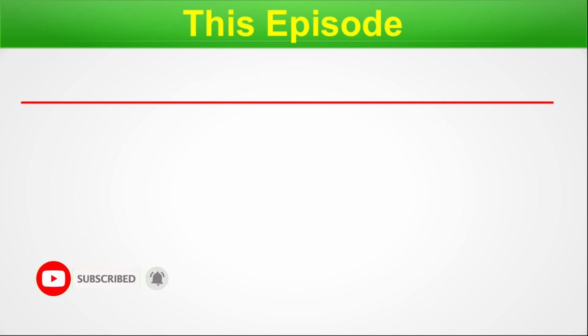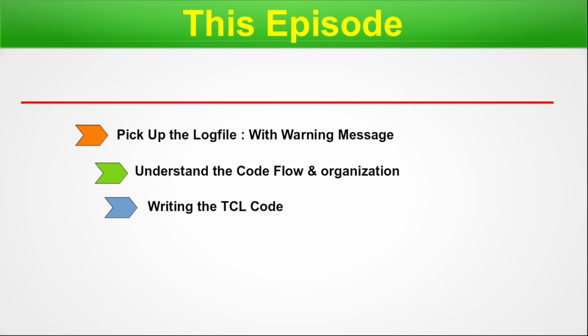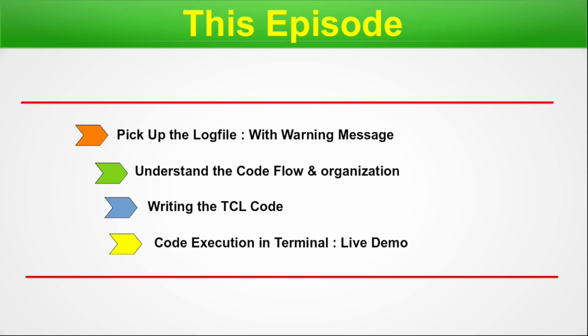In today's episode, we will cover the below points. Pick up the log file with warning messages. This is because we have to pick a right log file which has a sufficient amount of warning messages. Understand the code flow and organization. Here we will discuss how the code is organized and how it is functioning. Writing the TCL code, I'll go line by line. Then code execution in terminal, live demo. After the discussions are done, we will go towards the actual terminal where we will execute the code and see the output. That's the menu for today. So without any further delay, let's begin.